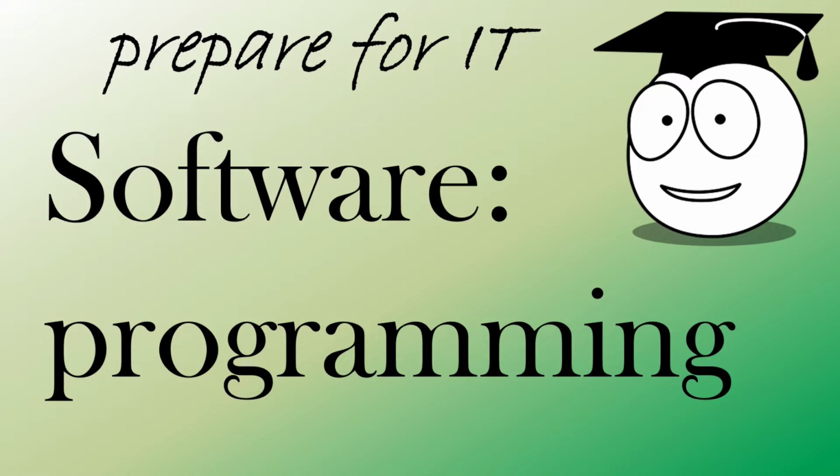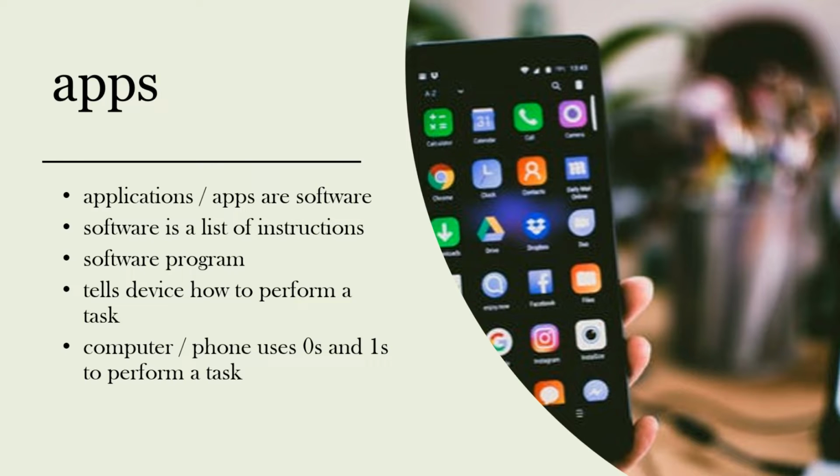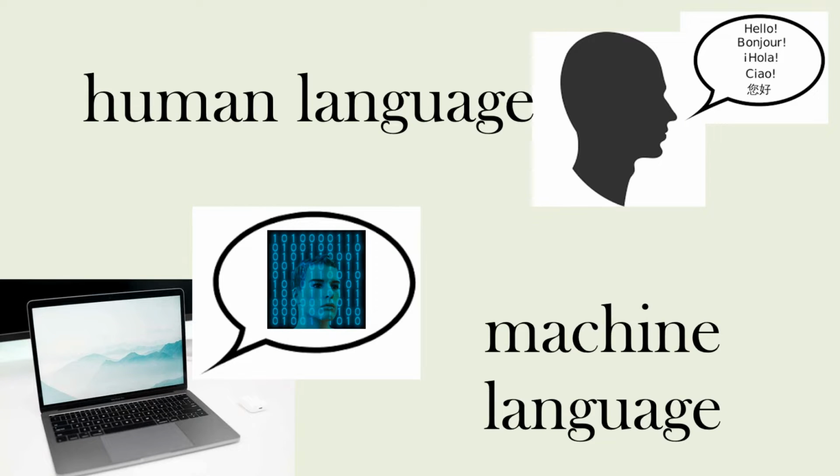Let's look at software programs. We've seen system software and we've seen application software. We know that software is a list of instructions that tells our device what to do, how to perform a task. So this software is a program. The device, we know, uses zeros and ones to perform a task. So we know our device uses these zeros and ones, called a machine language, to work.